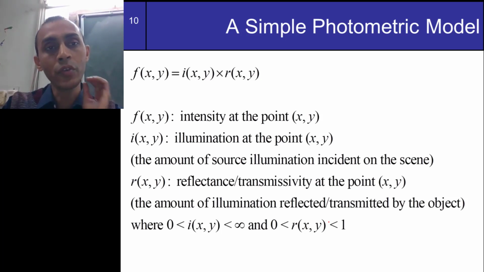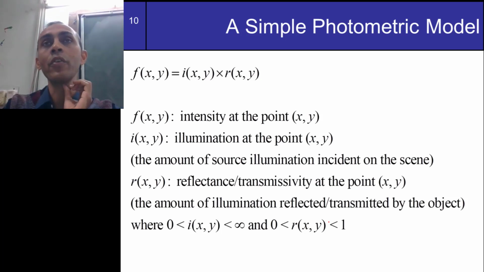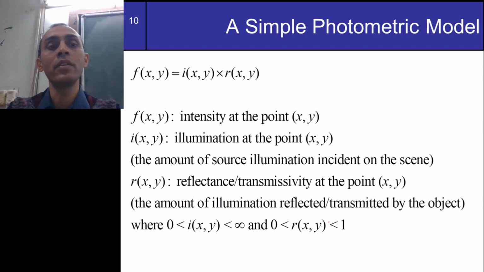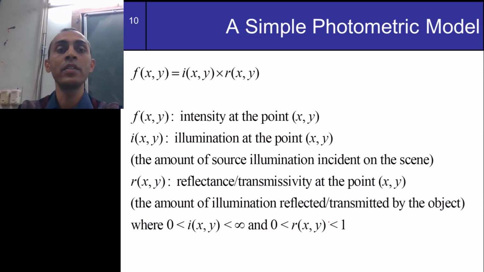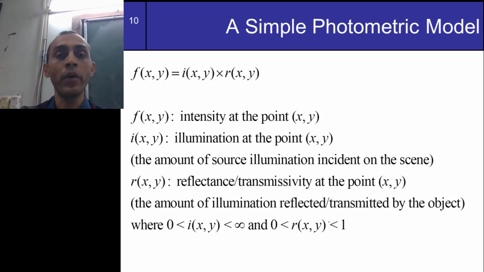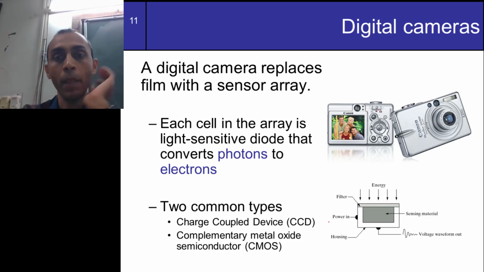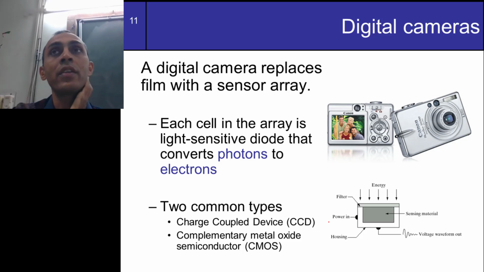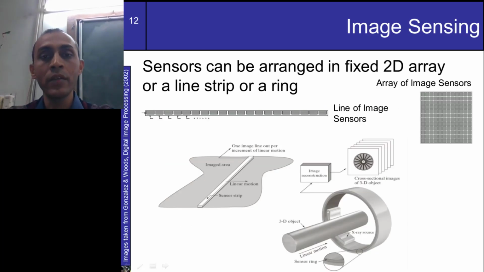We also discussed the basic photometric model, that the intensity value that will be measured can be represented as a simple multiplication of the intensity of the illumination and the reflectance of that point. And in digital cameras, generally we have a light sensitive diode which converts the photons to electrons and accordingly generates some voltage output.